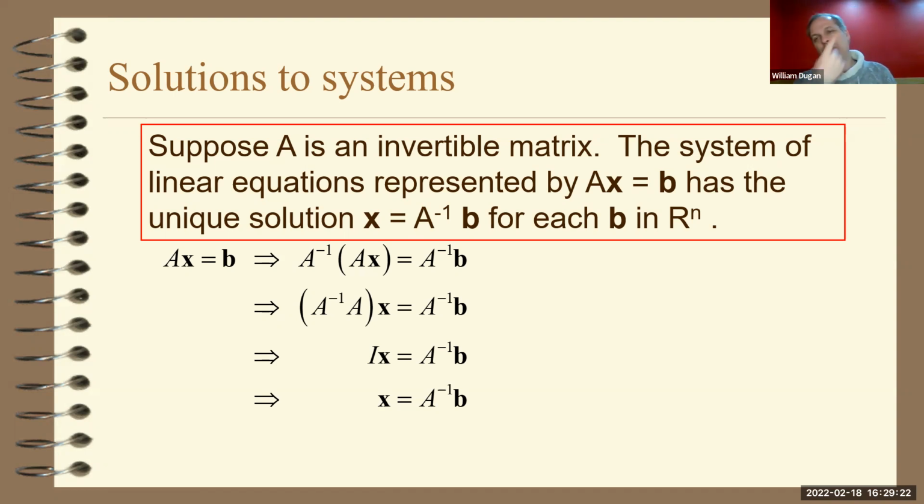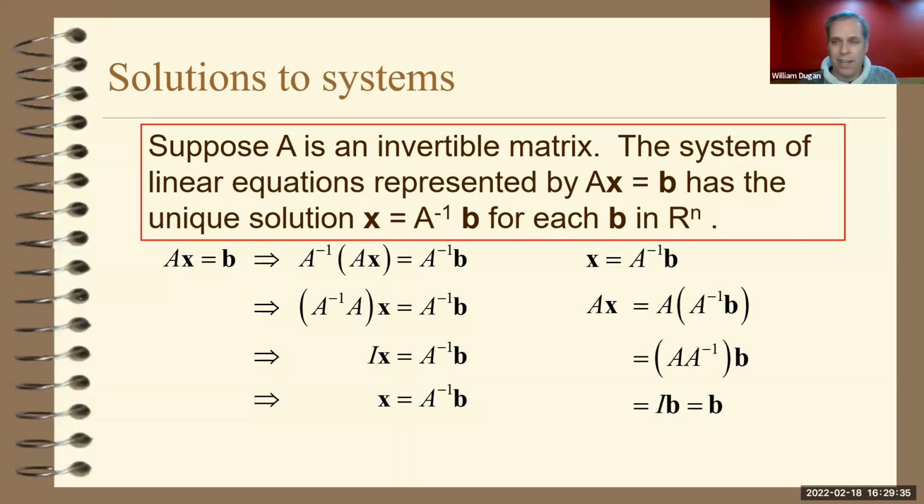I now have to reverse those steps. That will show you that if X equals A inverse times B, then it would be a solution. So it's a possible solution and it's the only solution. To do so, I'll start off by saying, let's just say X is that thing. We'll look at the equation A times X and see what it becomes.